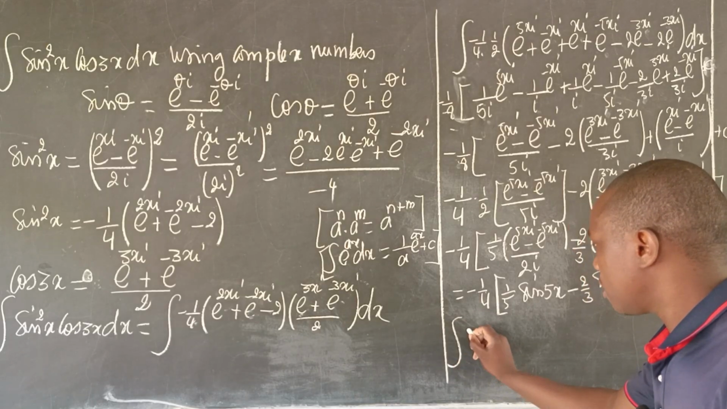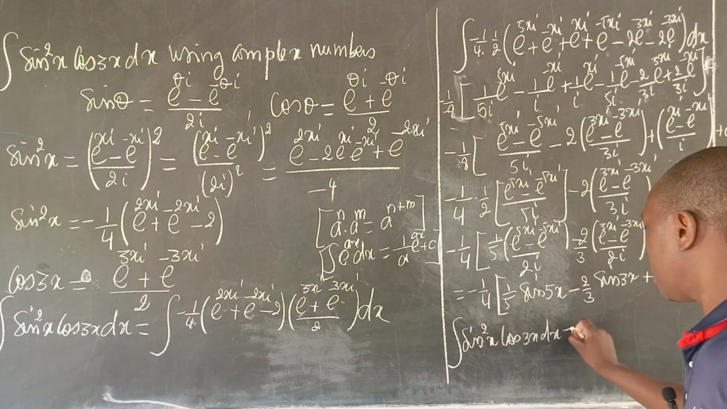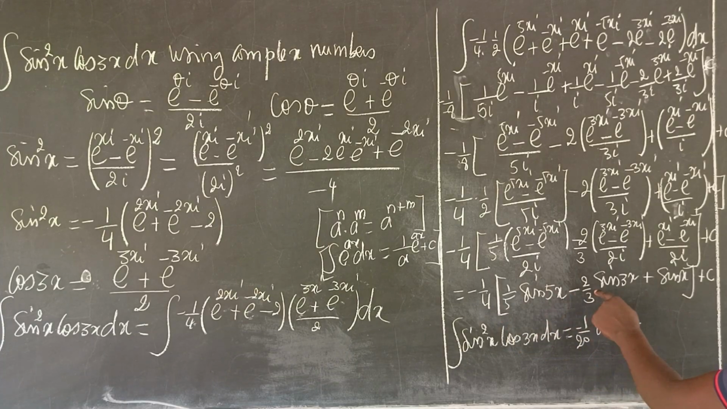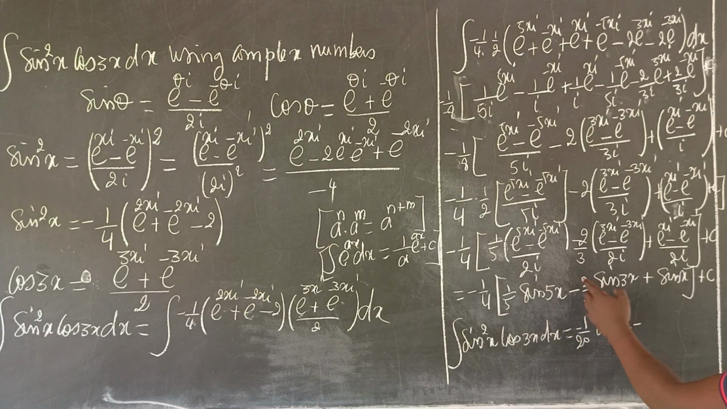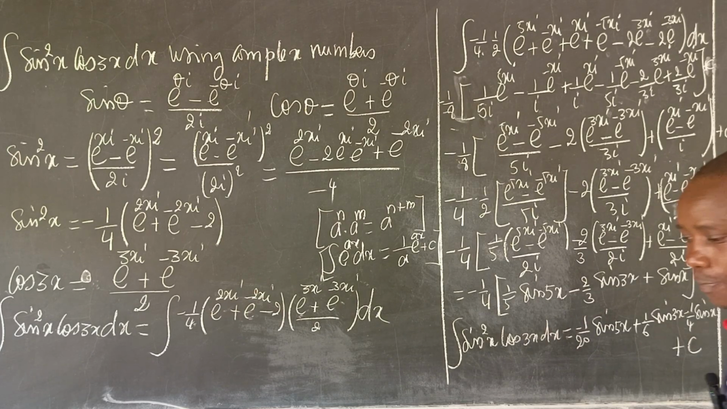So, conclusion: the integral of sine squared x cosine 3x dx is equal to minus 1 over 20 times sine of 5x plus 1 over 6 sine 3x minus 1 over 4 sine x. Then let's add a constant.